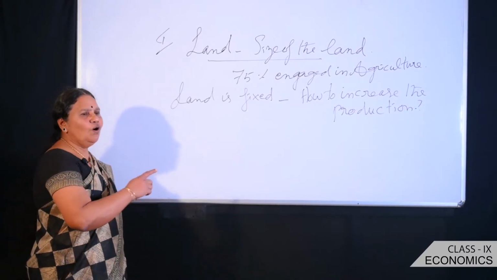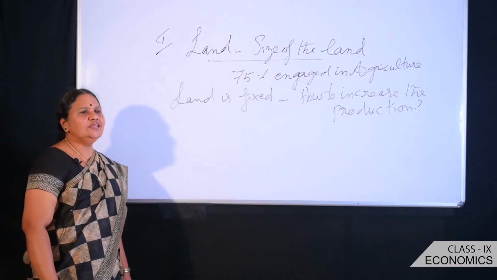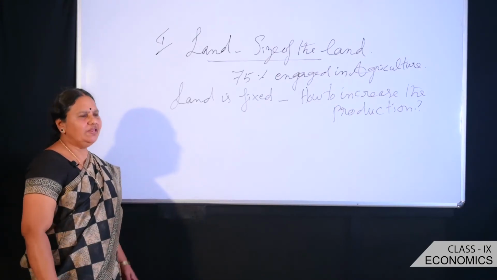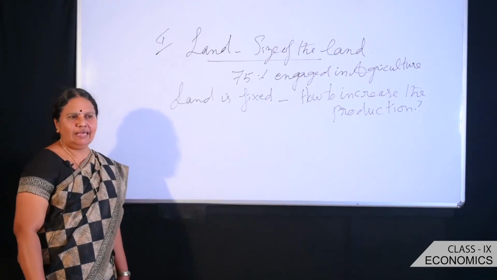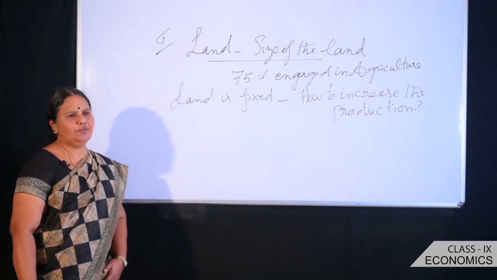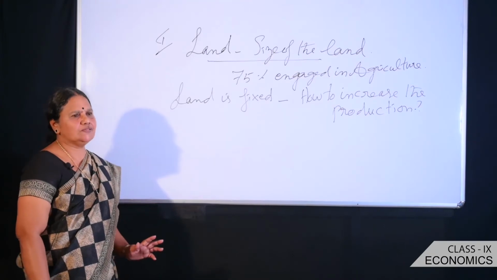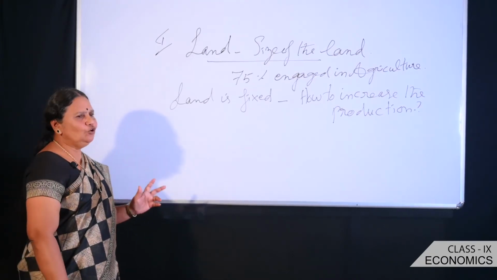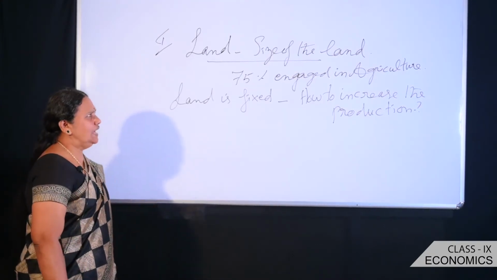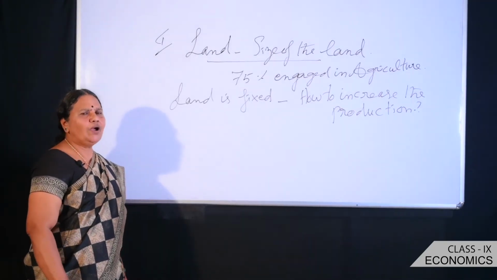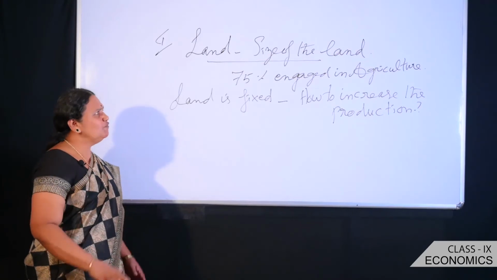Dear students, are you ready to enter into the next part of the lesson? We already discussed there are four factors of production: land, labor, physical capital and human capital. Amongst these four, now let us discuss the first factor of production: land. That too in Palampur, what is the size of the land and how many people are engaged in that activity. So I want to give you some tips for that.